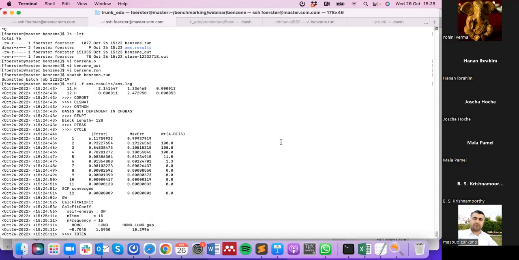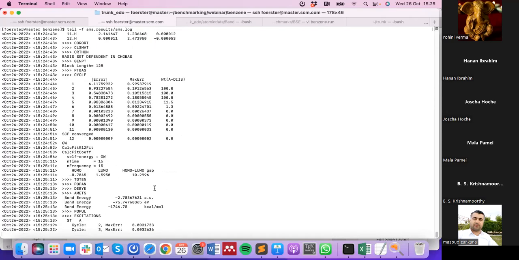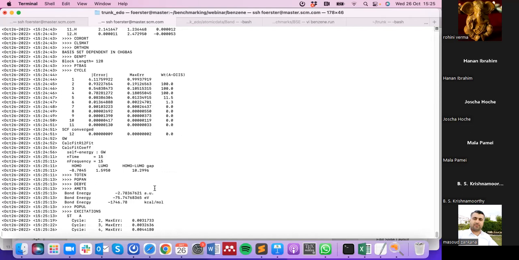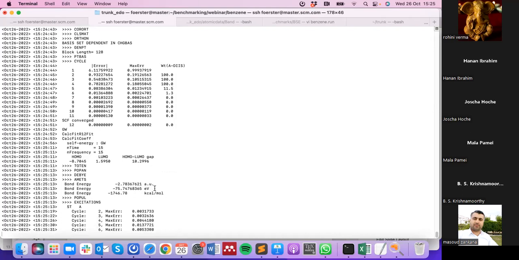So you see we have here a HOMO-LUMO gap of 10.3. Before we had a HOMO-LUMO gap of 10.9, so 0.6 eV difference in the HOMO-LUMO gap just by changing the starting point. And you will see soon that this also translates into problems with the excitation energy. We won't get a good singlet-triplet gap now.